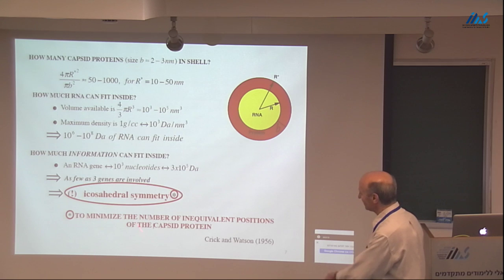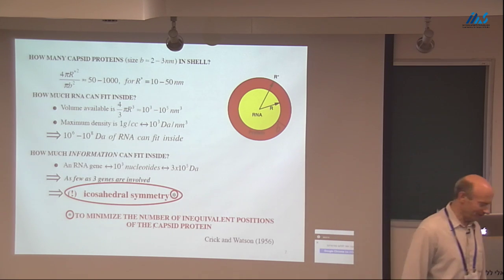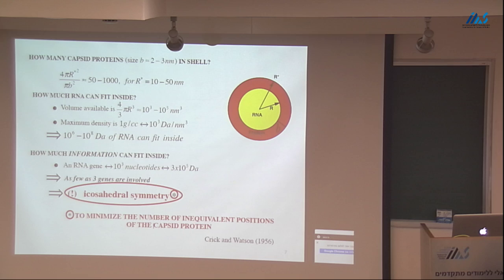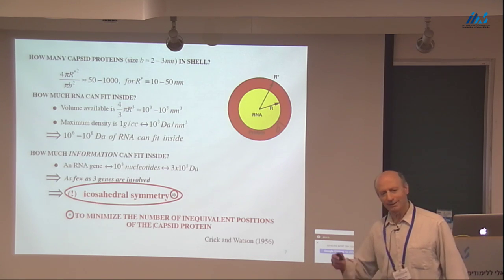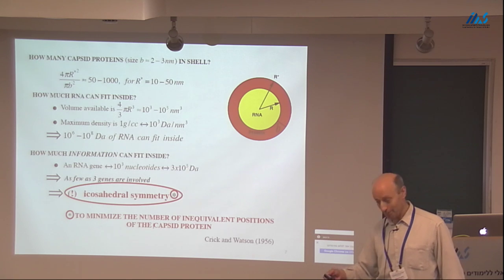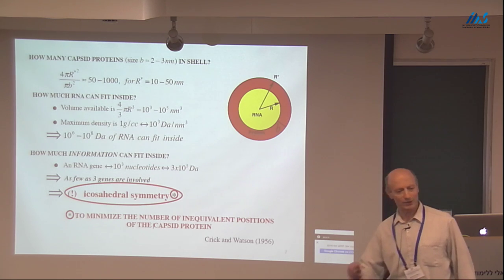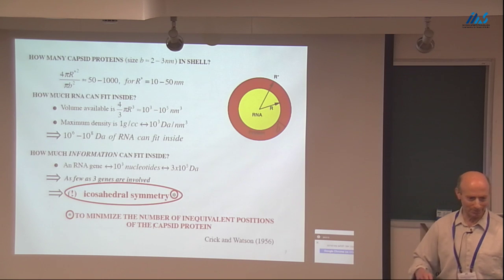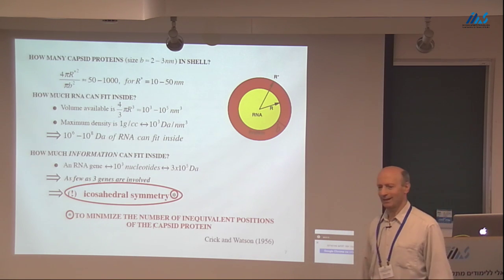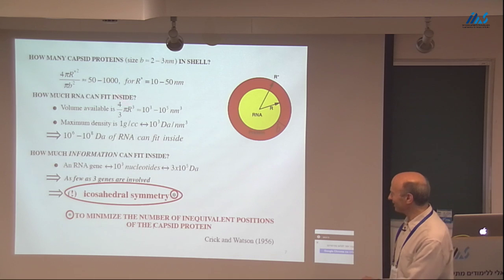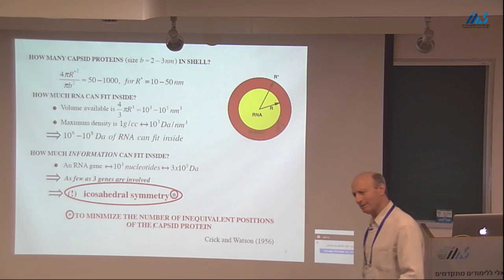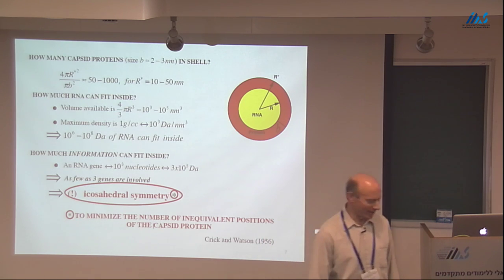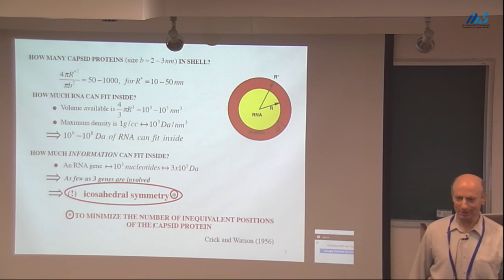So this is my version of the paper by Crick and Watson in 1956. It's a 2.5-page Nature paper. The 2.5-page Nature paper from the 50s that most of you know is the 1953 Watson and Crick paper. Obviously a very important paper. From a theory point of view, this 1956 paper predicting the icosahedral symmetry of viruses is comparably remarkable.